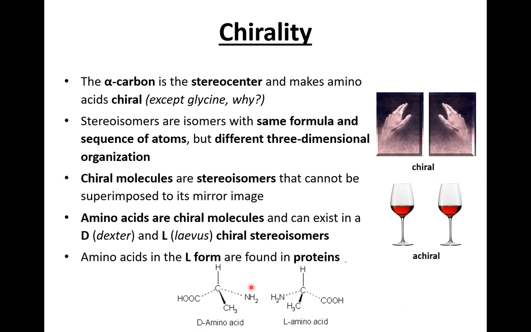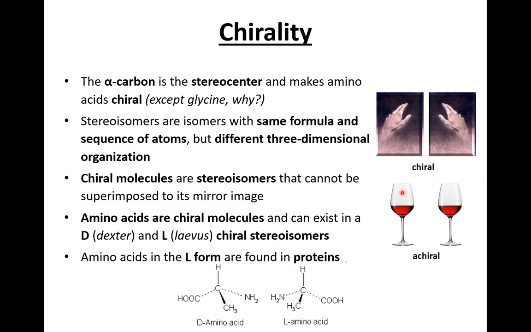Now, stereoisomers can be chiral or achiral, and all amino acids except glycine can be chiral. And by chiral, what we mean is that the three-dimensional organization of the groups attached around the alpha carbon in the same amino acid gives origin to two amino acids which are mirror images of each other, and therefore these will be called chiral stereoisomers. This identifies a D, or dexter, and an L, or laevus, version of the same amino acid, which are chiral stereoisomers of each other.